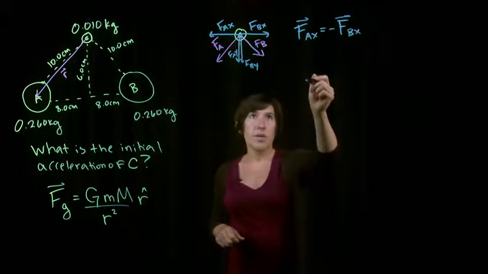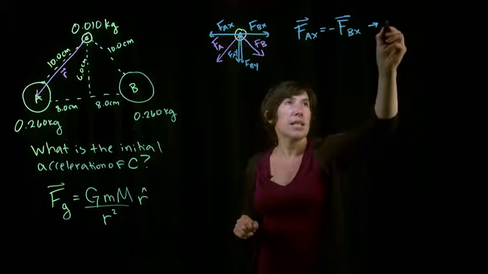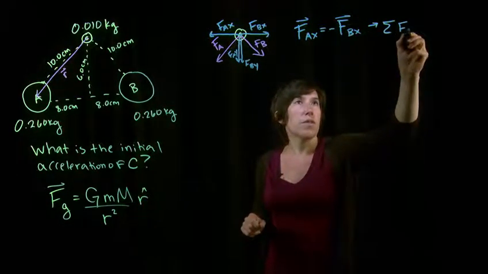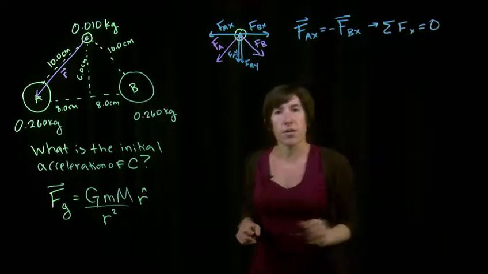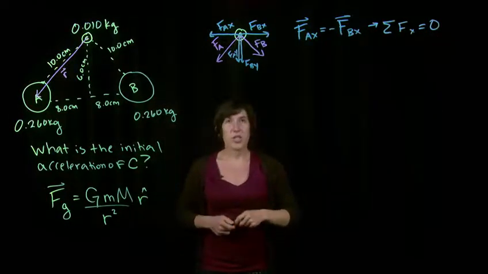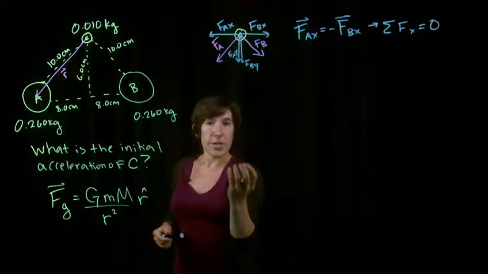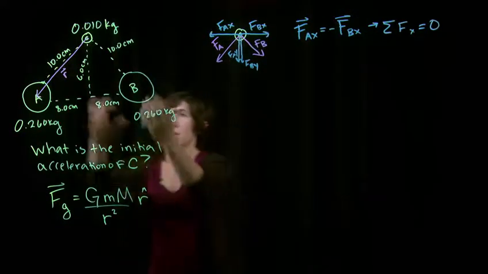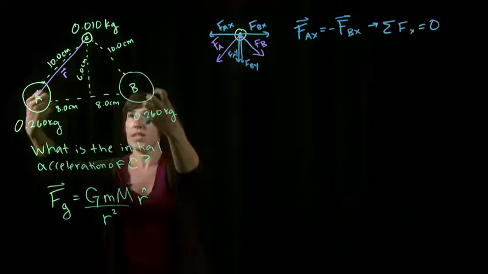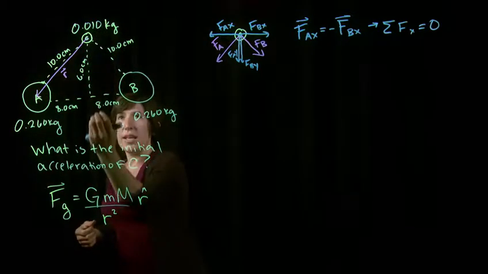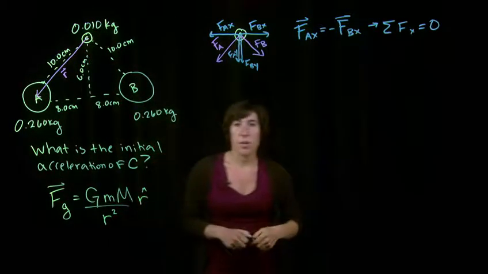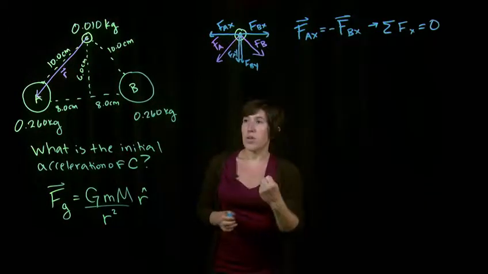And so this is going to tell us automatically that the sum over all of the forces in the x direction is 0, because those two pieces are just going to cancel out. What we'll find is that the mass is just going to be pulled directly down. It'll have equal pull from either side, and so the net acceleration is simply going to be in the y direction, the downward direction.